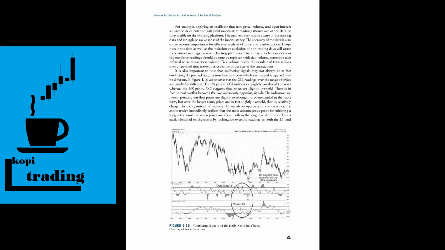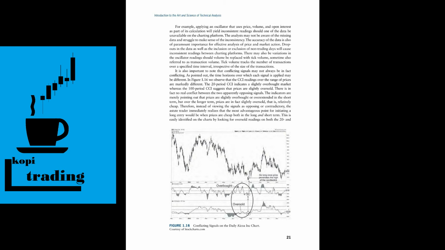For example, applying an oscillator that uses price, volume, and open interest as part of its calculation will yield inconsistent readings should one of the data be unavailable on the charting platform. The analysts may not be aware of the missing data and struggle to make sense of the inconsistency. The accuracy of the data is also of paramount importance for effective analysis of price and market action.